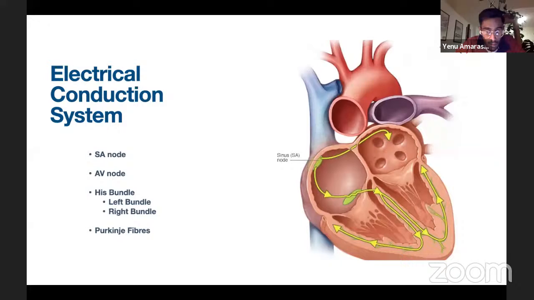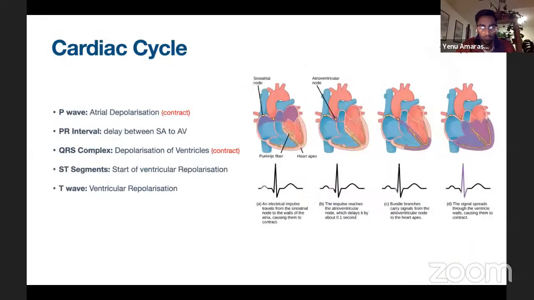The AV node is in a location called Koch's triangle, which is near the coronary sinus. From there, it sends electrical impulses to the bundle of His. And there are 2 bundles. You have the left bundle and then the right bundle. And from there, it goes to its terminal branches, which are the Purkinje fibers, or Purkinje fibres, depending on how you want to say it.